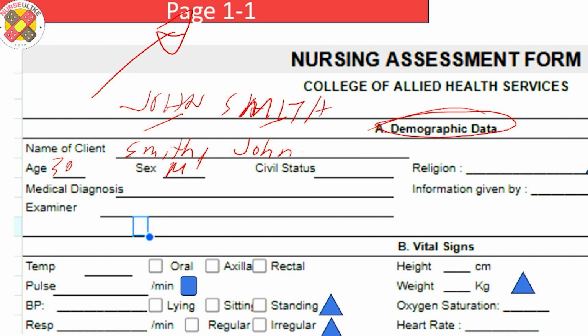For civil status, it can be single, married, or widowed. Choose only one. Next will be medical diagnosis. For example, if you look at the chart and you already see a doctor's diagnosis, or you can ask the patient if there's a diagnosis from their doctor about this. For example, diabetes, diabetes type 2. The examiner will be the student. That's going to be you because you're the one using the form. Now, let's move on to the next.